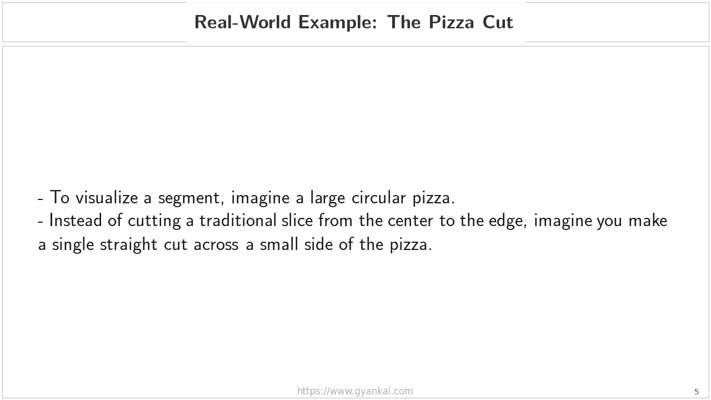Usually when we eat pizza, we cut a traditional slice from the center all the way to the edge. That's a sector. But for this scenario, I want you to imagine something different. Instead of cutting from the center, imagine you take your pizza cutter and make a single, straight cut across just one small side of the pizza without ever touching the center.